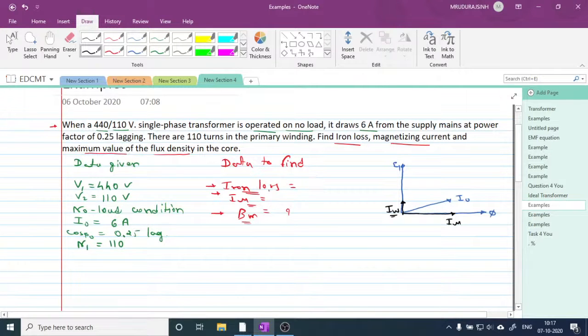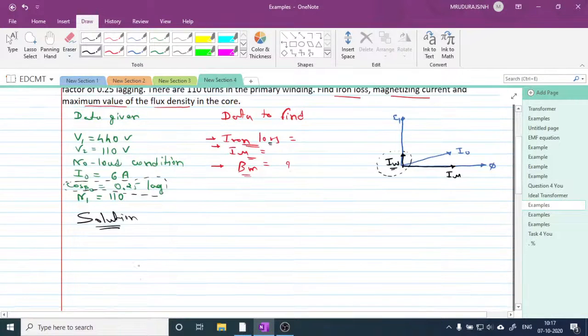We need to find first the iron loss, and what is ultimately a power loss? A power loss is ultimately VI, or I square R, or VI cos phi. So in this case, this power loss will be multiplied by voltage, this current, and this power factor. So how we can get the iron loss? So we'll write the solution.